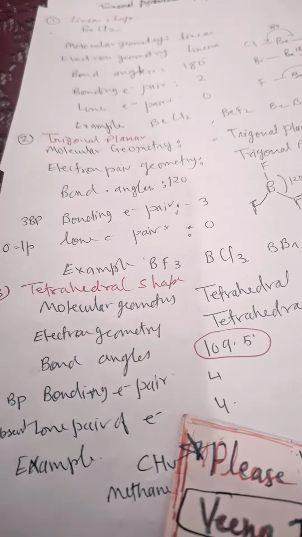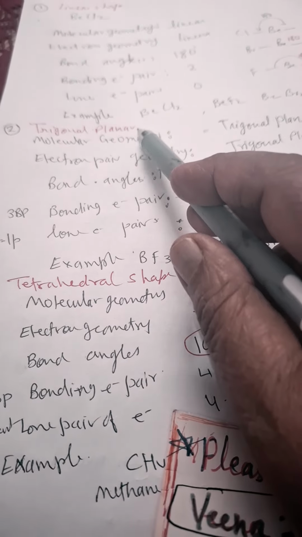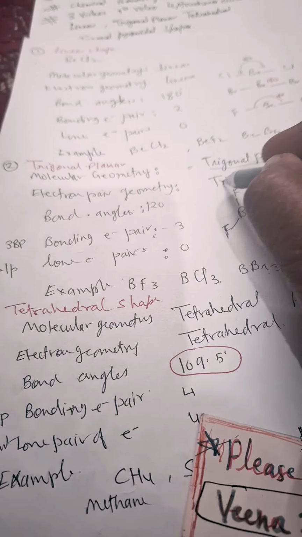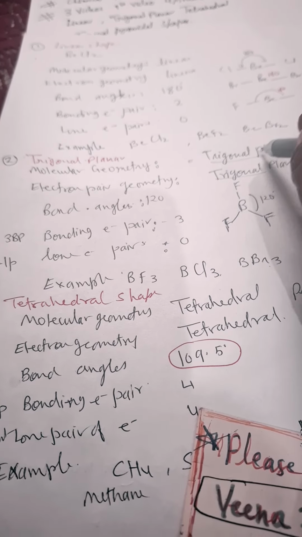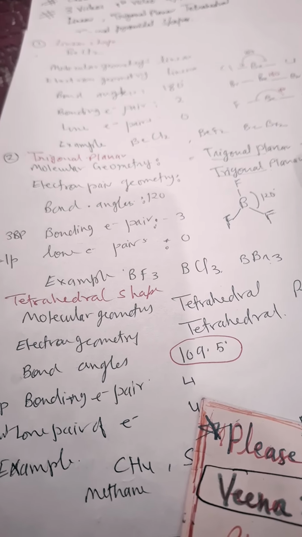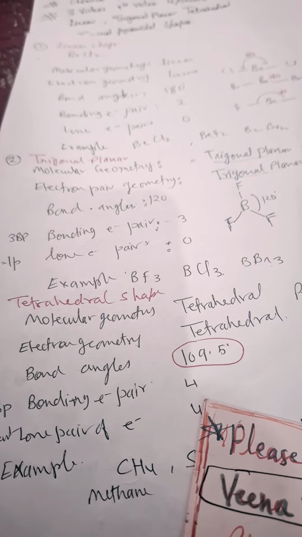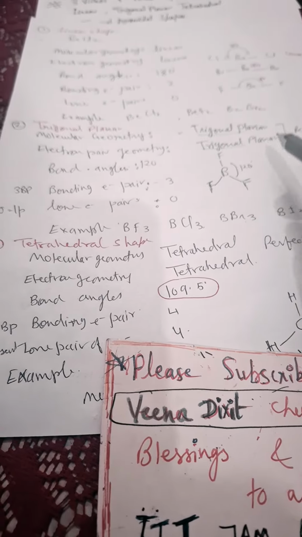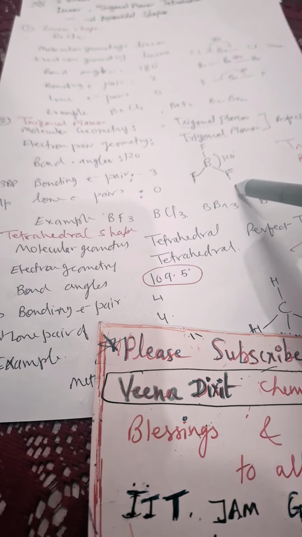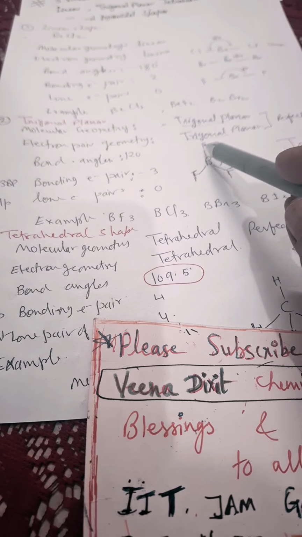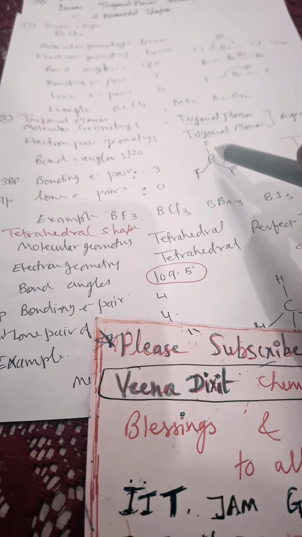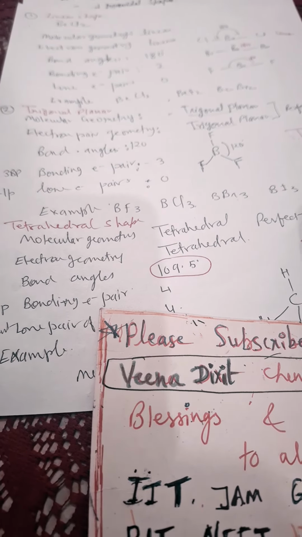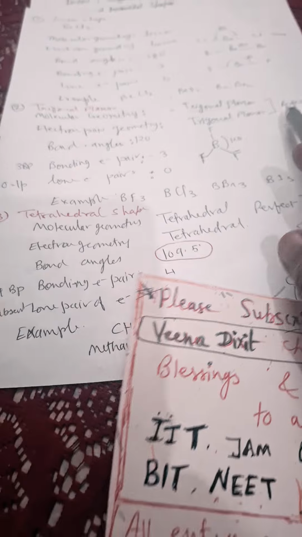Okay. Now we'll go for the second, the trigonal planar shape. In this case, both geometries are trigonal planar, a perfect match. Why a perfect match? Because lone pairs of electrons are 0, absent. Trigonal planar means there are 3 bonds between B and F. The bond angle will be 120 degrees. The shape will be trigonal planar. Lone pair absent, so it is a perfect match.